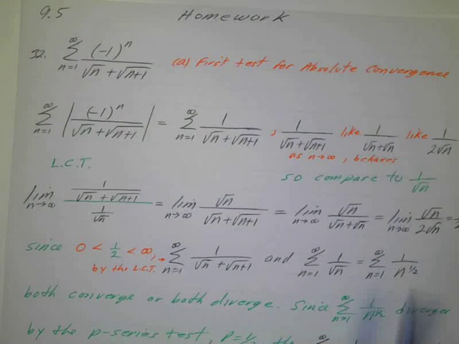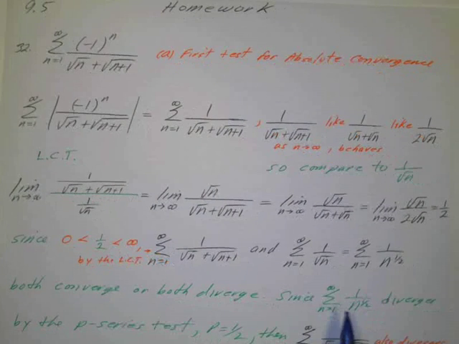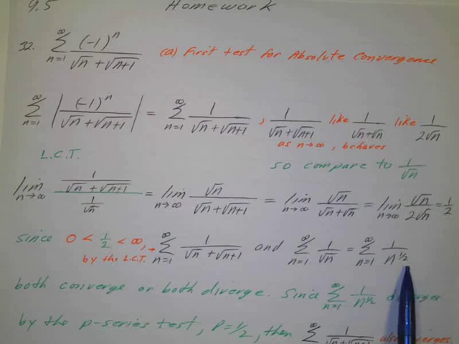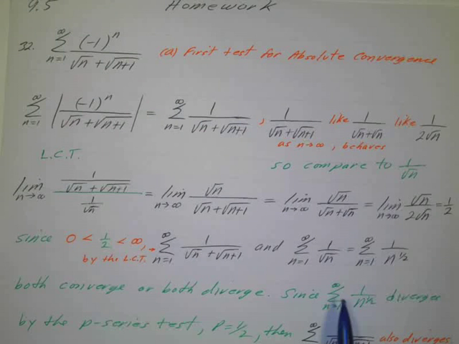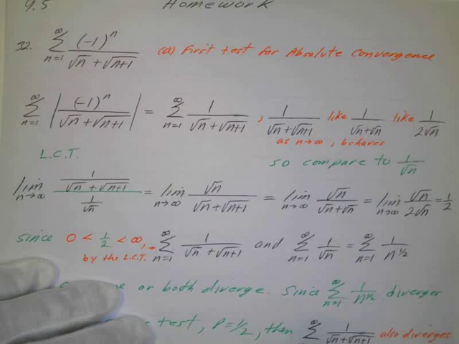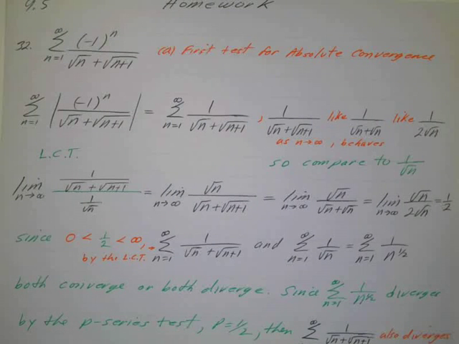Since that 1/2 is in there, it validates the limit comparison theorem. Now if I look at the series I'm comparing it with, the summation from n equals 1 to infinity of 1 over n to the 1/2 diverges by the p-series test, p equal to 1/2, which is less than 1. Then this also diverges, and that again is by the limit comparison test.